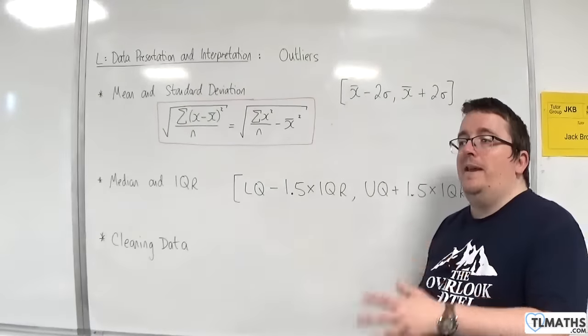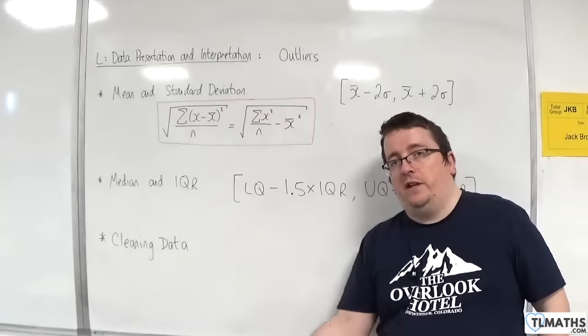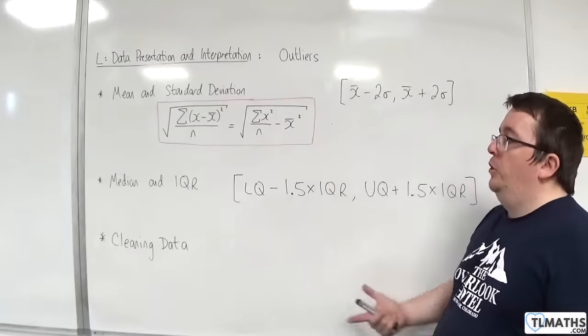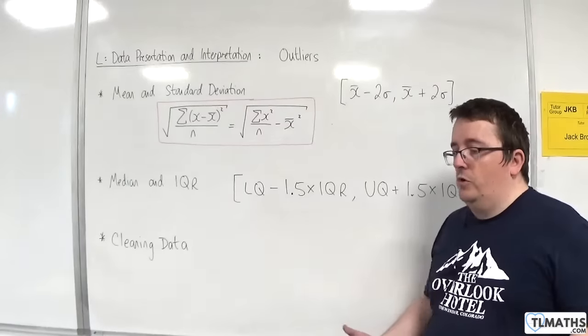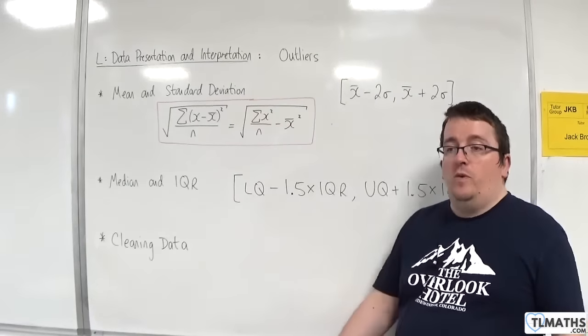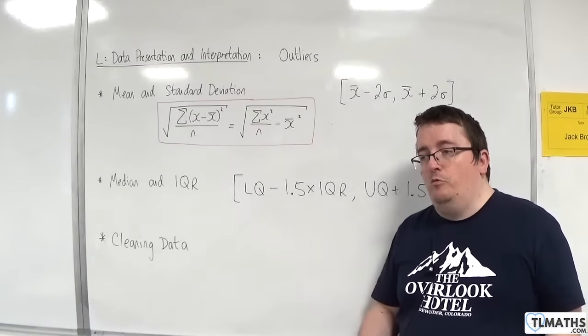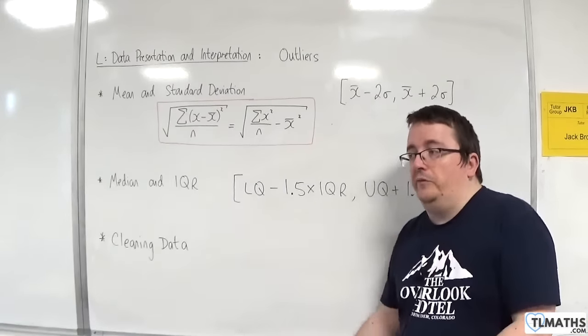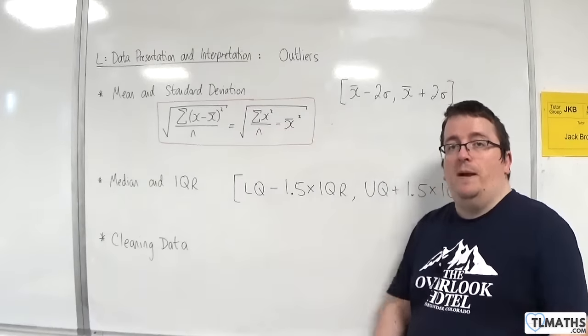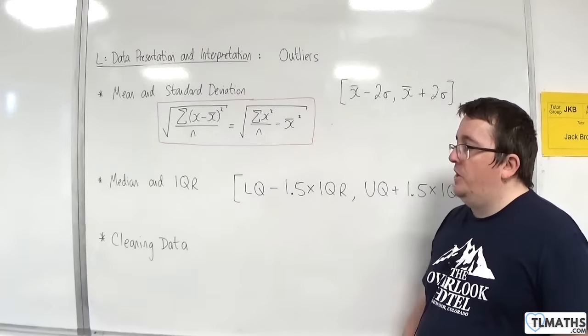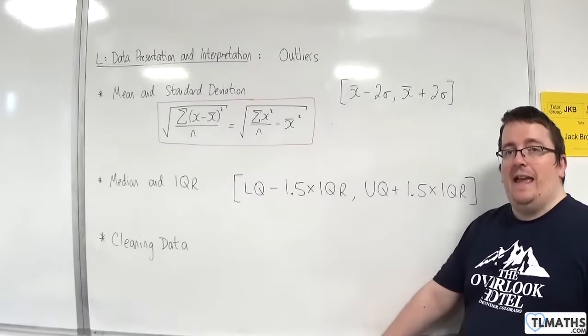Because could they be an outlier because the data was recorded incorrectly? Or could it be that actually the data was recorded correctly and it is just an outlier? Should we include it or not? So in some circumstances, it may be appropriate to do so. In other circumstances, maybe not. It really depends on the problem. So just read the context carefully.